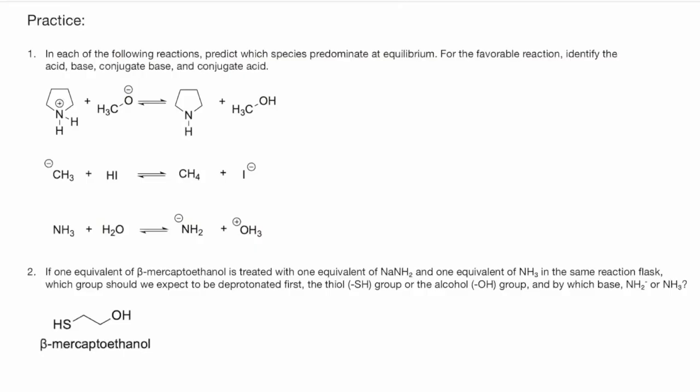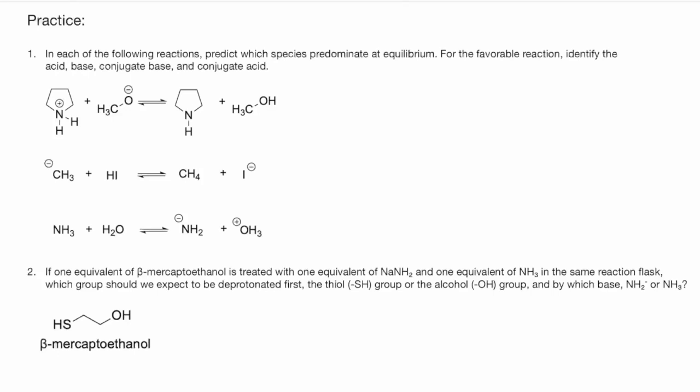As always, let's do some practice. In each of the following reactions, predict which species predominate at equilibrium. For the favorable reaction, identify the acid, base, conjugate base, and conjugate acid. Feel free to pause the video and try these problems on your own first.